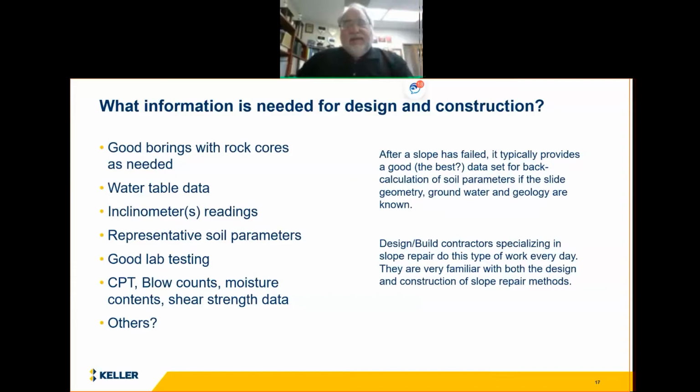But one thing about a slope failure that you should really understand is it's a really good test. It's failed. So we should be able to back calculate soil parameters if you know the slide geometry, the groundwater level, et cetera. So it's already failed, and it can tell you exactly what the soil parameters are if you use back calculation.